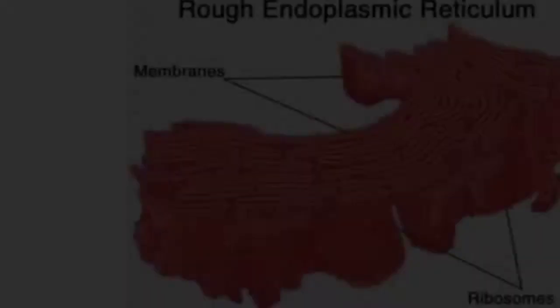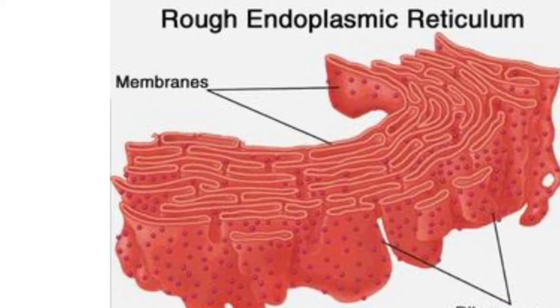Another part of a cell is the rough endoplasmic reticulum. This does protein synthesis. This is like the classroom in a school because the teachers are building up the students the way that the rough ER builds up the proteins.